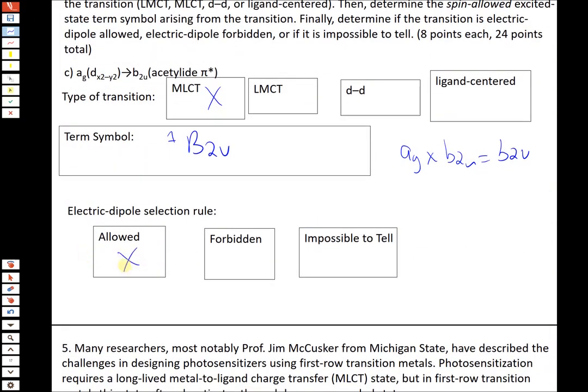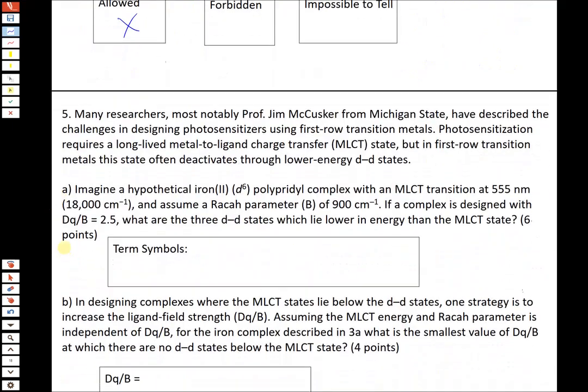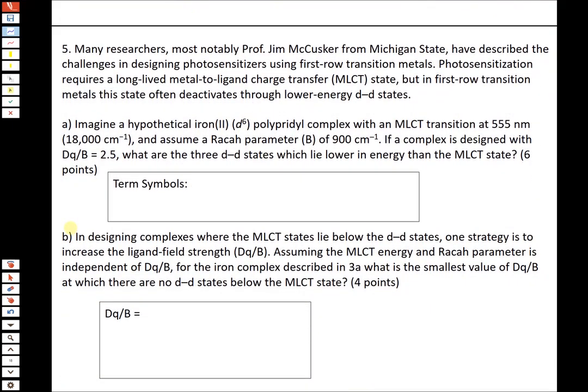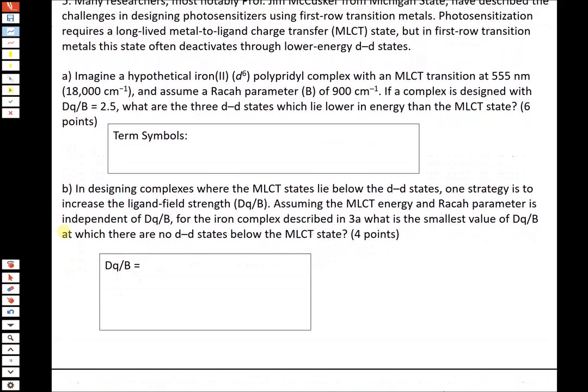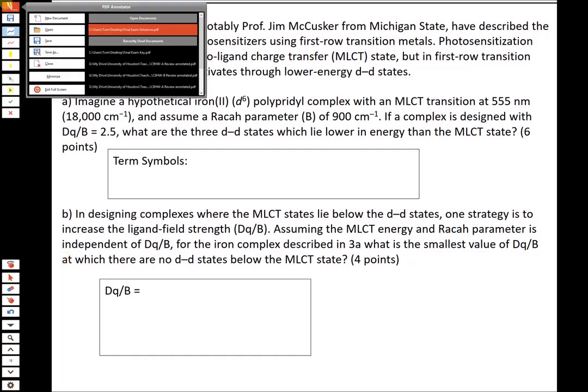Alright, so that's how we apply direct products to find the term symbol when you have a closed shell ground state, and then selection rules. Alright, this next one here deals with Tanabe-Sugano diagrams, and I should have put the Tanabe-Sugano diagrams in this presentation. I'll kick myself for not doing that. So I'm going to have to go to those, so give me a second here.